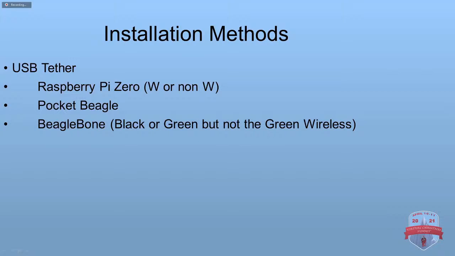The USB tethering method is probably the easiest because all you need is to connect your FPP device to your computer using a USB cable. The computer will supply the power to your FPP device as well, but there's only a few of the SBCs, which is single board computer, that support the USB tethering method. The Raspberry Pi Zeros and all the BeagleBones support USB tethering.